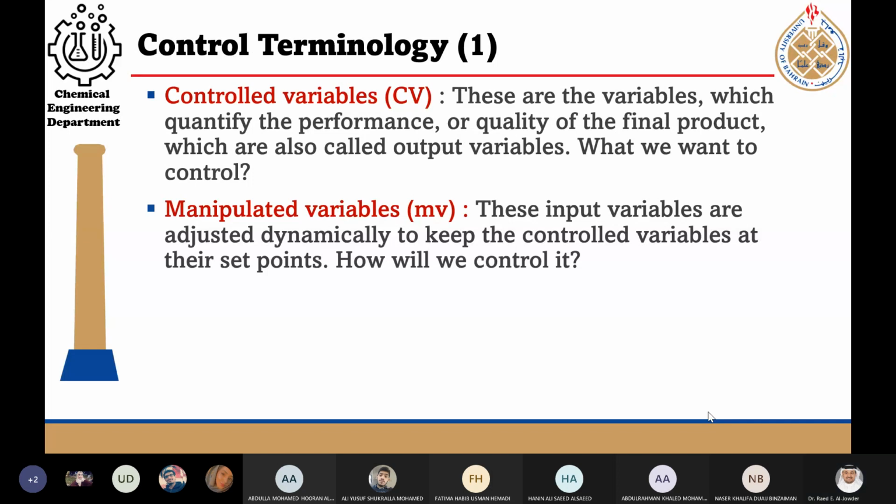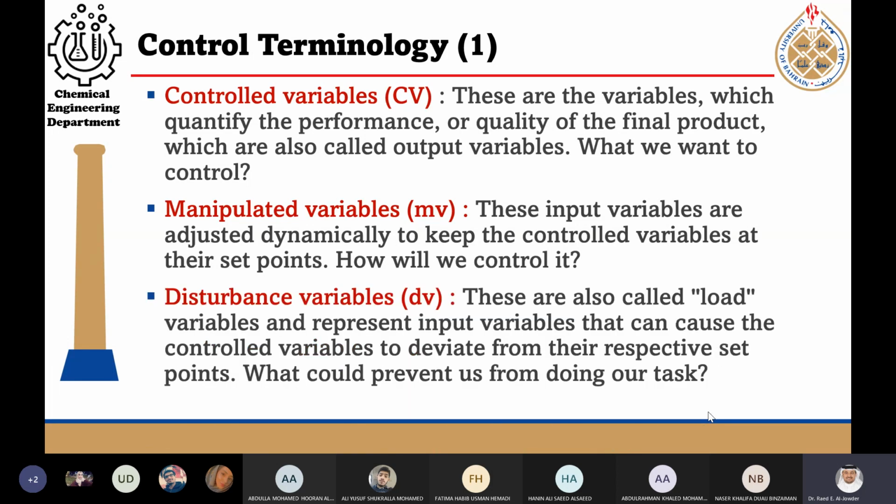Usually, in any given system, one variable can be influenced by more than one variable. So if I choose one of them to control my variable, then the rest will be considered as disturbance variables, and sometimes they are referred to as load. And these represent the input variables that can cause the controlled variable to deviate from its set point.